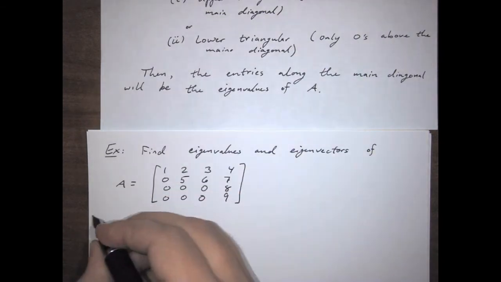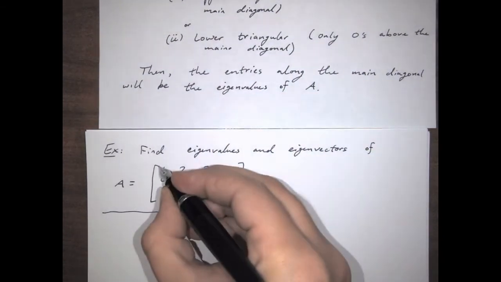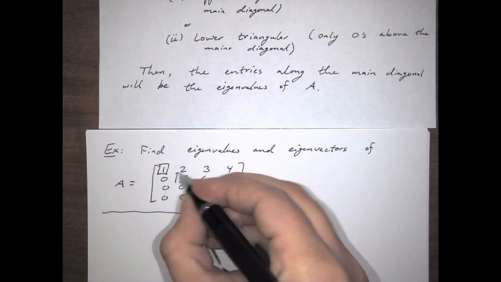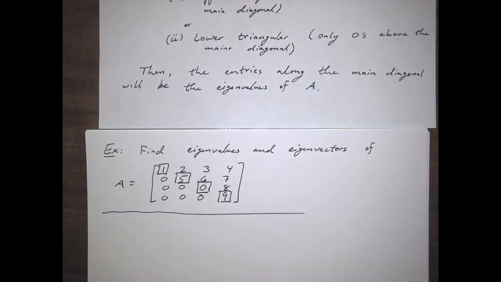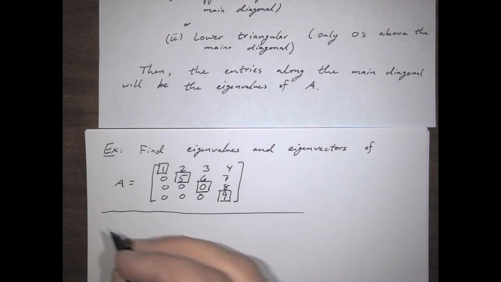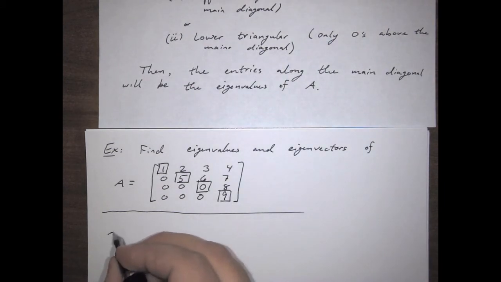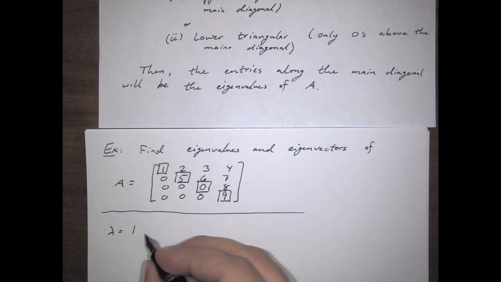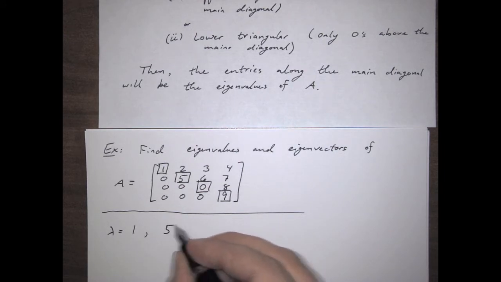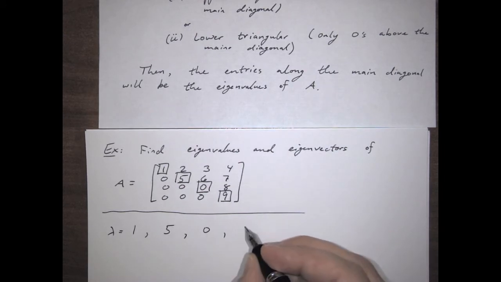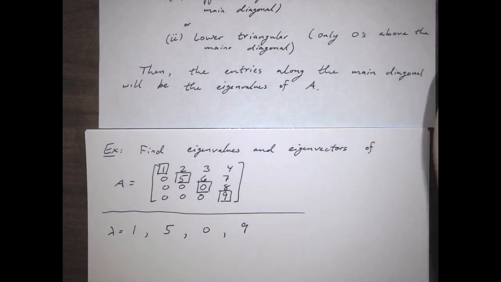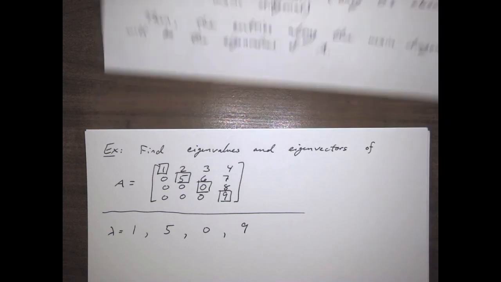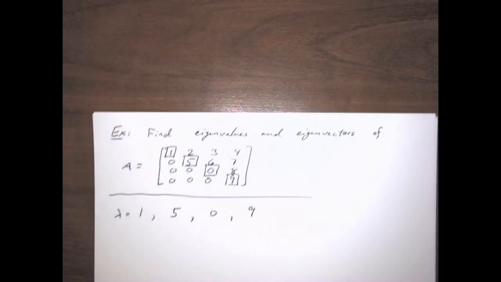Okay, well, first step of this is very easy. Just go down the main diagonal, and those are your eigenvalues. So lambda equals 1, 5, 0, and 9. And remember, eigenvalues are allowed to be 0. It's only eigenvectors that are kept from equaling the 0 vector.